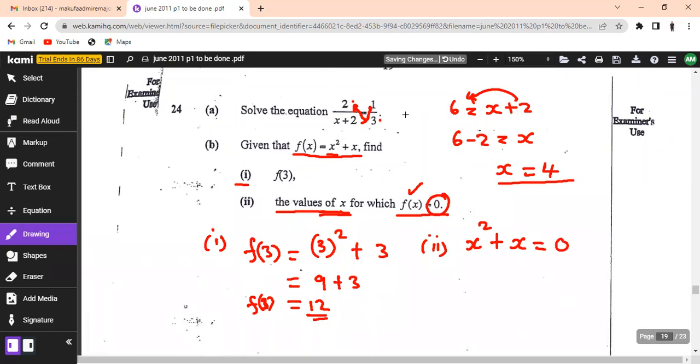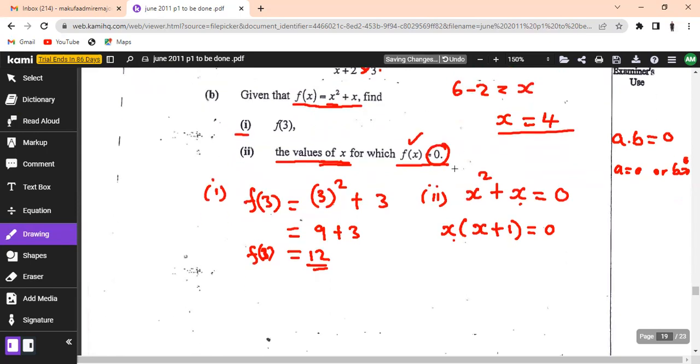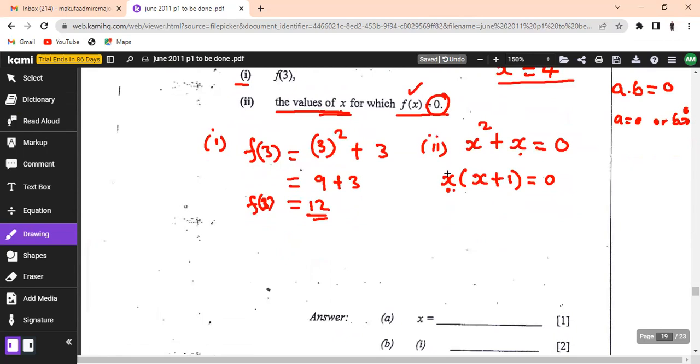Now solving your normal equations, you can factorize here. x is common, so I can factor out x: x squared divided by x is x, and x divided by x is 1, which is going to give us x times x plus 1 equal to 0. From the 0 concept, remember, a times b, if it gives you a 0, it means a is equal to 0 or b is equal to 0. That is the 0 concept, okay? Because these two are multiplying each other, it means x is equal to 0, or x plus 1 must be equal to 0.